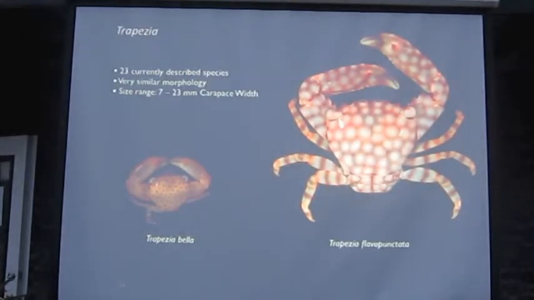So the first crab I'm going to be talking to you about is called Trapezia. Trapezia is found across the Indo-West Pacific. It's an obligate associate of polyploid corals. So these are cauliflower corals, sometimes they're called. We've got currently 23 described species. They're all very similar in morphology. They range in size from about the size of your smallest fingernail to 2 thumbnails across the carapace. So not very big.